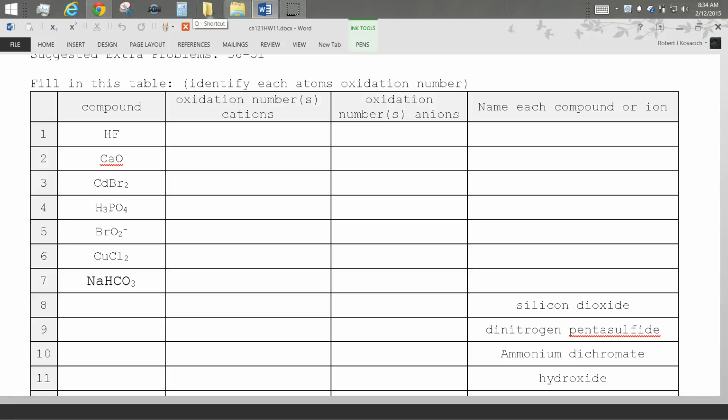Okay, so for this first one, which one of those two is the cation? How do you know the hydrogen's the cation? How do you know it's got a +1 charge? Nope. Because it what? It's with the non.